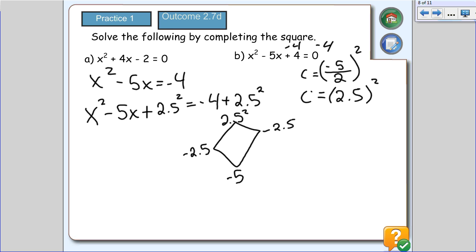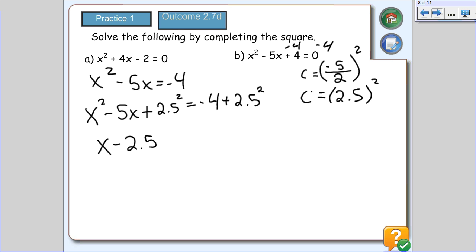You shouldn't, but I do it, so why not? So it becomes x minus 2.5 squared is equal to negative 4 plus 2.5 squared. But you're not done. You have to solve for x. How do you get x by itself? Square root both sides. That's going to cancel on the left.